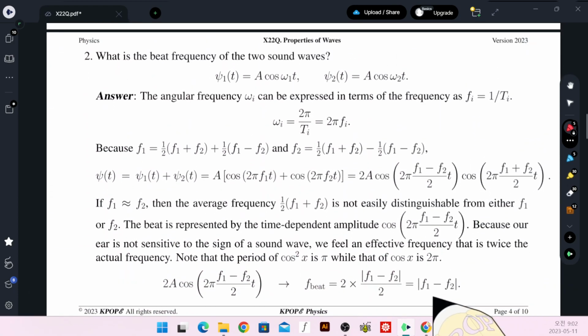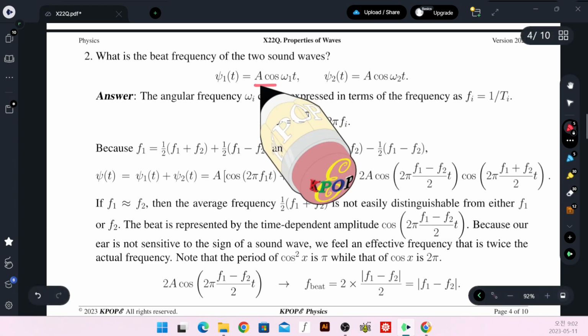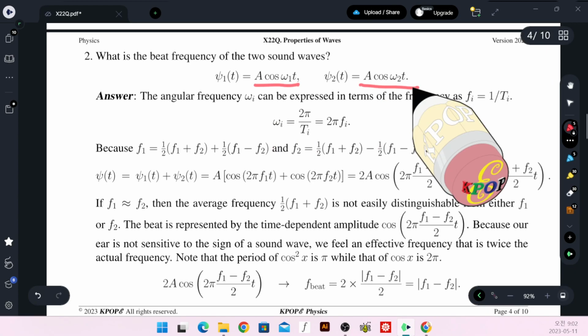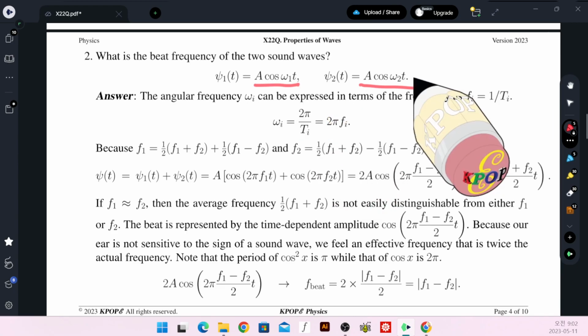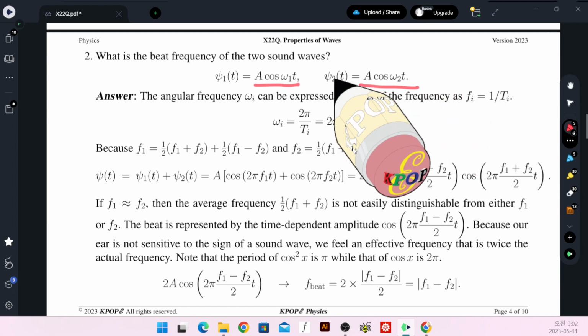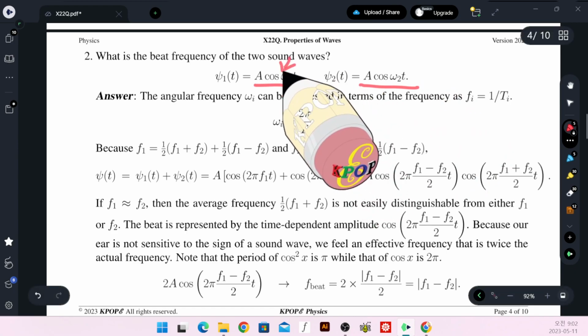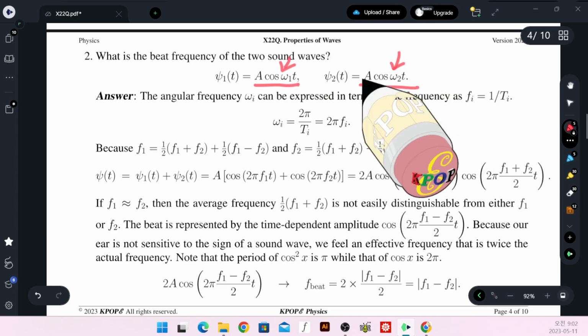Next, we consider what is the beat frequency of two sound waves. A beat frequency, okay, we have two waves, and we remove the spatial part and just consider the time-dependent part. For simplicity, we have chosen the two waves so that initially they were the same. I mean, they have no phase difference at all. The only difference is the period, or the angular frequency.